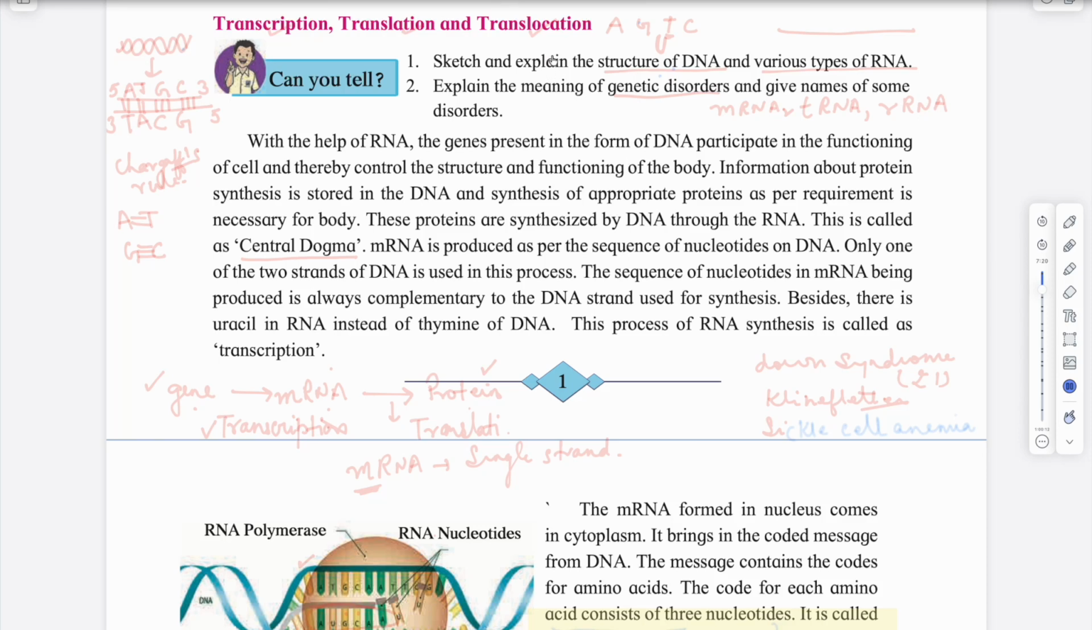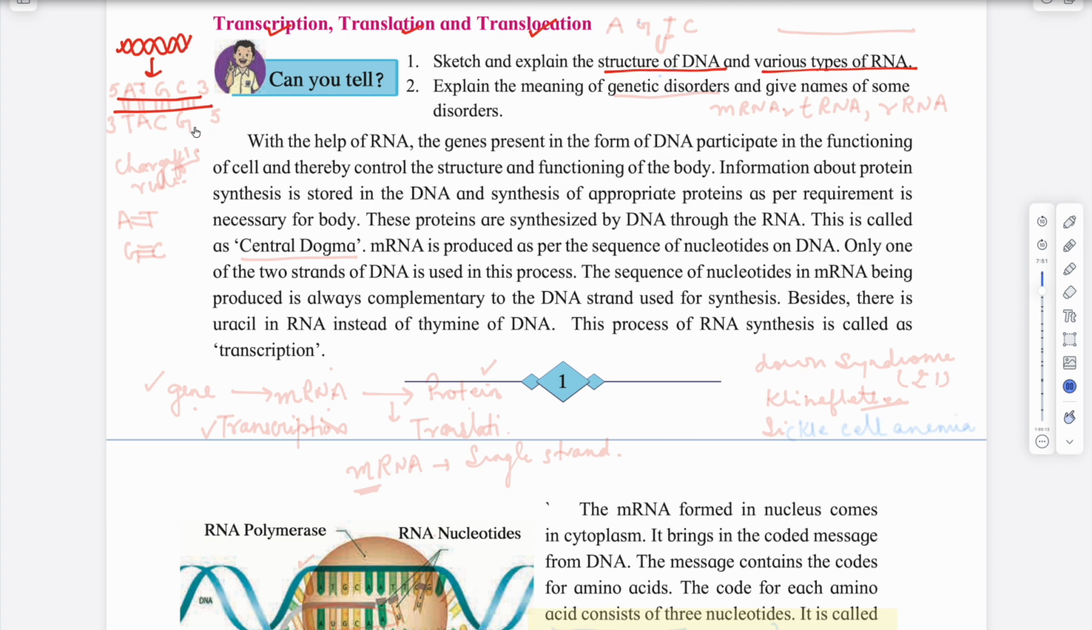So the second concept is about transcription, translation and translocation, right? Before we start with this, you should know the basic structure of DNA and various types of RNA. DNA consists of two strands and the two strands are interwoven like this. So DNA has a helical structure. If you open up these two strands, they will look like this, right?